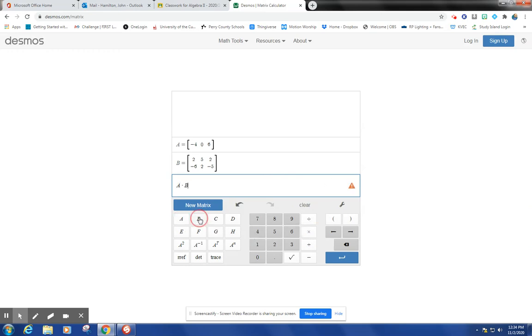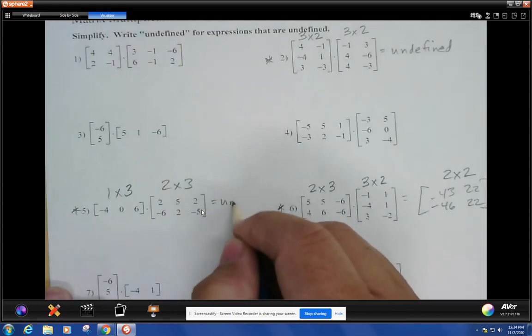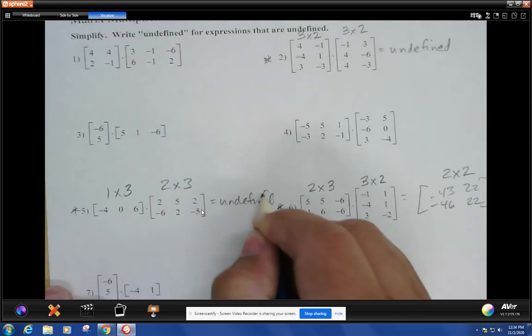So A times B, and notice right away it gives it to me again. Cannot multiply matrices with incompatible dimensions. Well, what in the world makes up incompatible dimensions? Because these were incompatible or undefined, yet these were not. They come with an answer. This one now is telling me that it is undefined. What in the world is going on here?